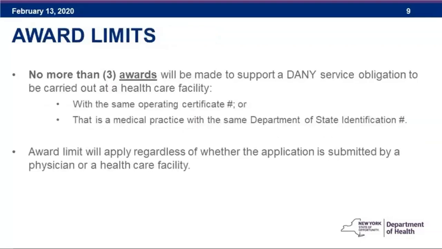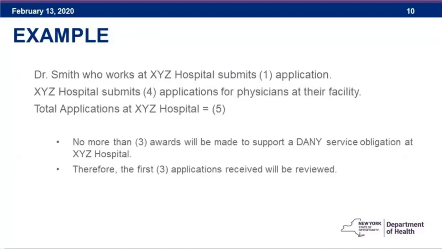Award limits. No more than 3 awards will be made to support a Danny service obligation to be carried out at a healthcare facility. And again, a healthcare facility is identified by the operating certificate number or the Department of State number. And I'll provide you with an example of this in the next slide. But the award limit will apply regardless of whether the application is submitted by a physician or a healthcare facility. So there's a difference between submitting applications versus how many awards that we give. The next slide will spell this out a little bit more clearly.